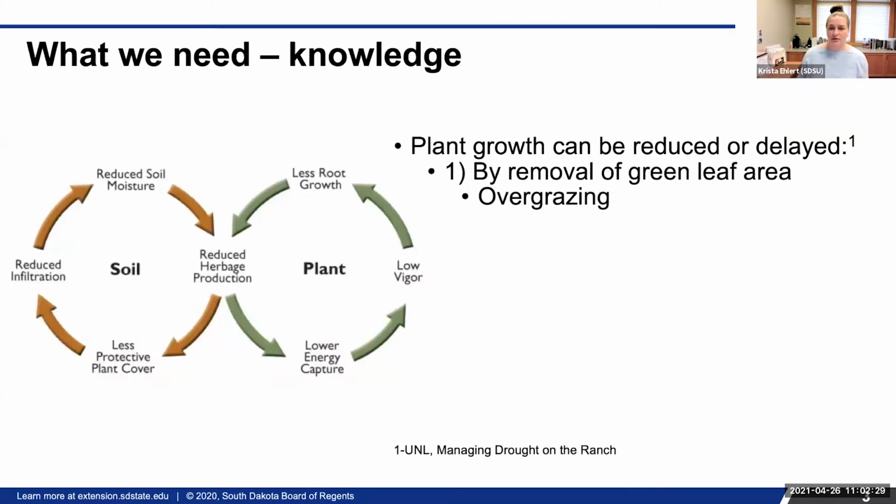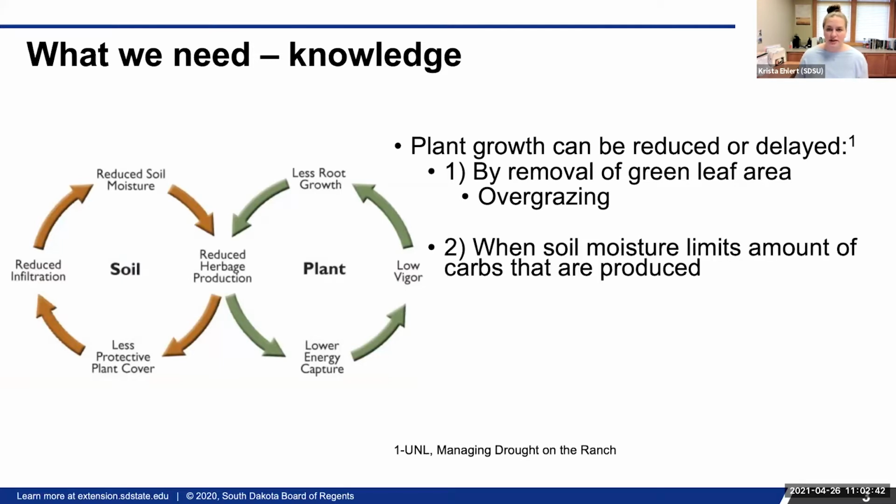We also know that plant growth can be reduced or delayed through the removal of green leaf area, which is what typically happens with grazing. But if we overgrazed, then we're removing too much green leaf area. And we also know that plant growth can be reduced or delayed when soil moisture limits the amount of carbs that can be produced. And again, that's under a drought scenario.